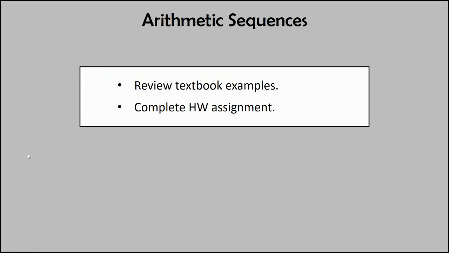All right, so that's how we write explicit rules. Use the formula, find the information you need, plug it in, and then simplify it, and then use it.